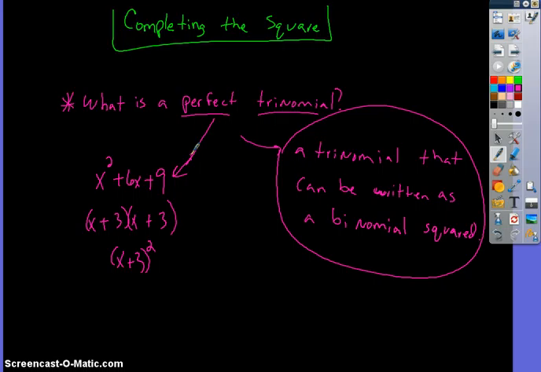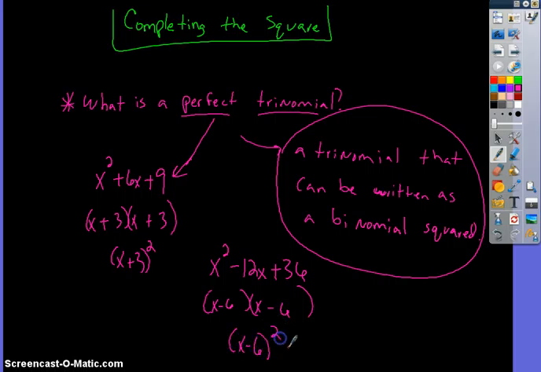So a perfect trinomial is any trinomial that can be written as some binomial squared. Another example of a perfect trinomial is x squared subtract 12x plus 36. If you factor that, you get two binomials, and they'd be x subtract 6 times x subtract 6, or even better, x subtract 6 squared, making it a perfect trinomial.